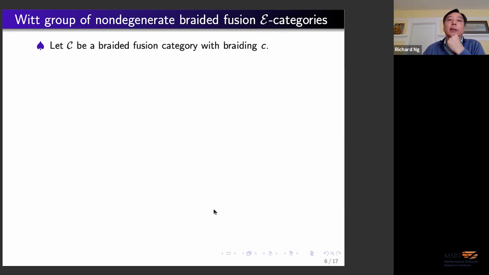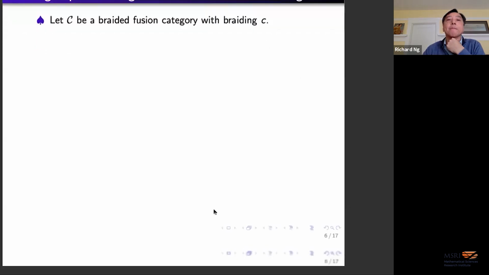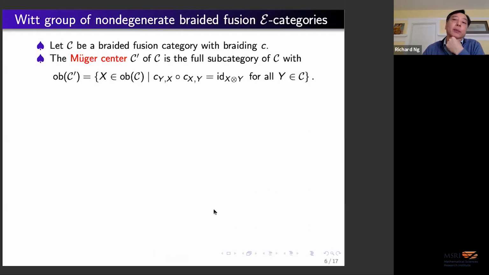So let's see, for a braided fusion category C, the mutual center is simply the full subcategory with the objects in C which centralize all other objects in C. In the non-degenerate case, this consists only of sums of unit objects. But in general, this is not the case. Nevertheless, the mutual center is a symmetric fusion category. So then you can use Deligne's result: this is some representation of a finite group. Therefore, this one is always pseudo-unitary and integral.